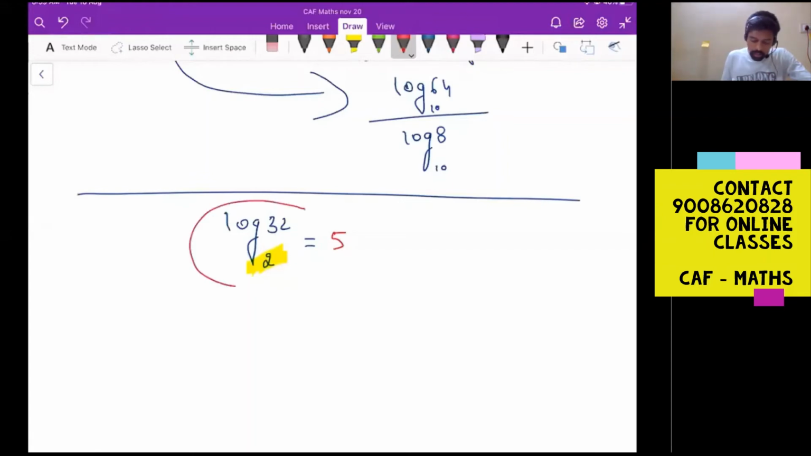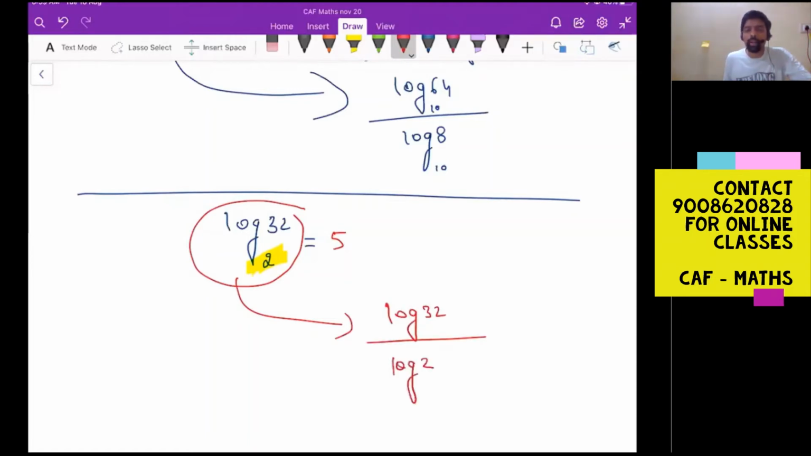Okay, now can you help me convert this into common logarithms? Log 32 to the base 2. How to do that? Log 32 divided by log 2. And what will be the common base here? 10. Even if you don't write anything, it will be assumed as 10.